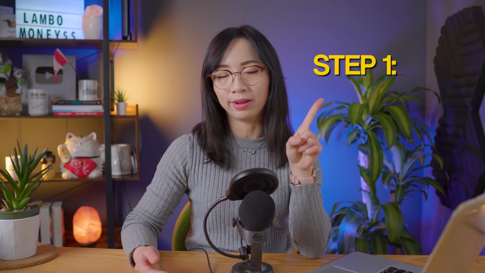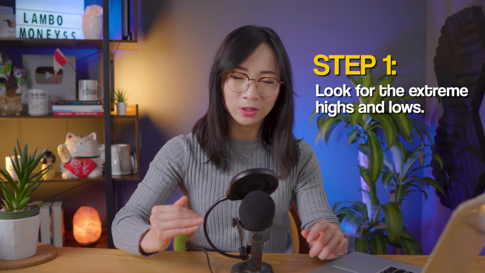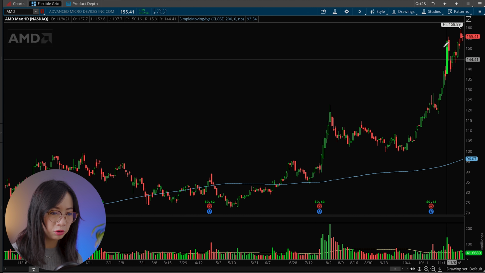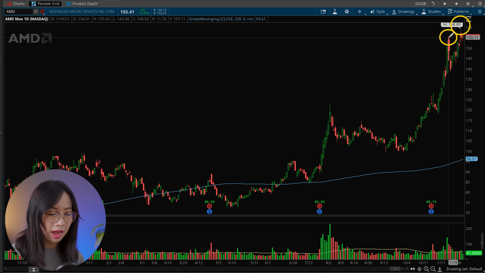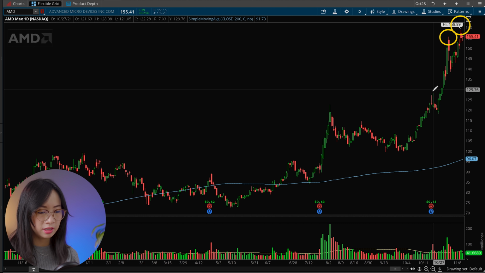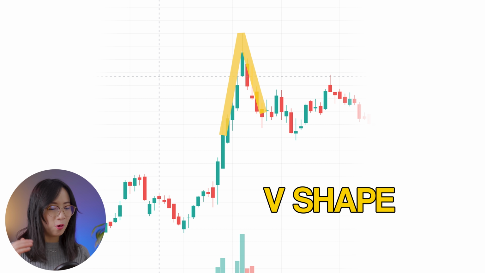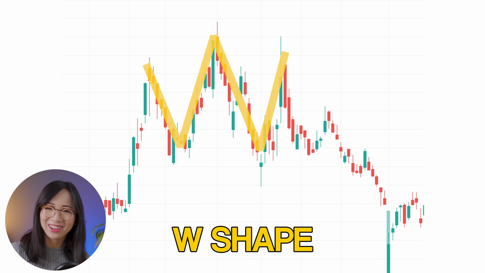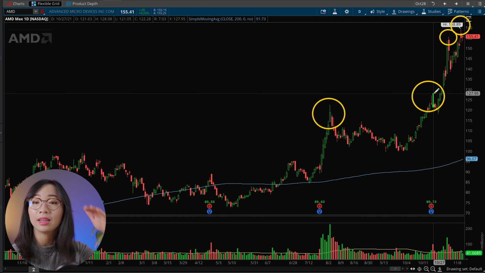Step number 1, when drawing support and resistance, you are looking for the extreme highs and the extreme lows. So on the chart over here, where do you see the extreme highs and the extreme lows that we talked about? The very obvious extreme highs are all the way up here. All-time highs around $159. You have another extreme high around the same area, 155. And you have another extreme level up here. We are seeing these upside down V shapes or W shapes on the chart. So you can see this is the tip of the V shape, and then you have another tip right here. So those are the extreme highs.